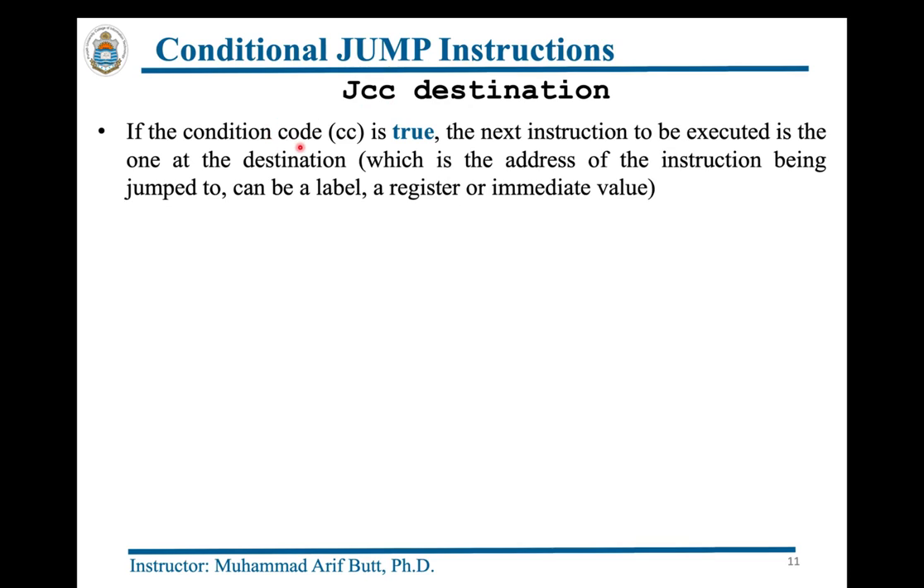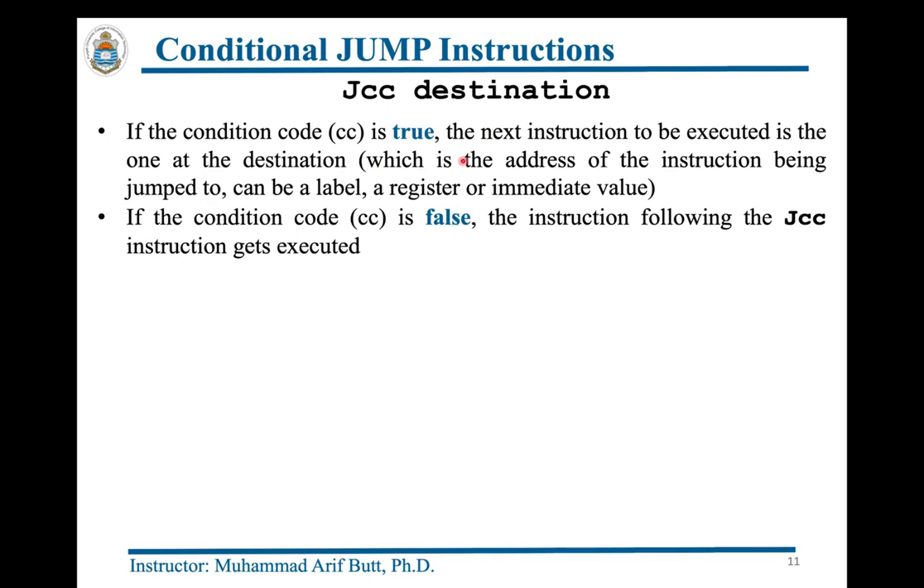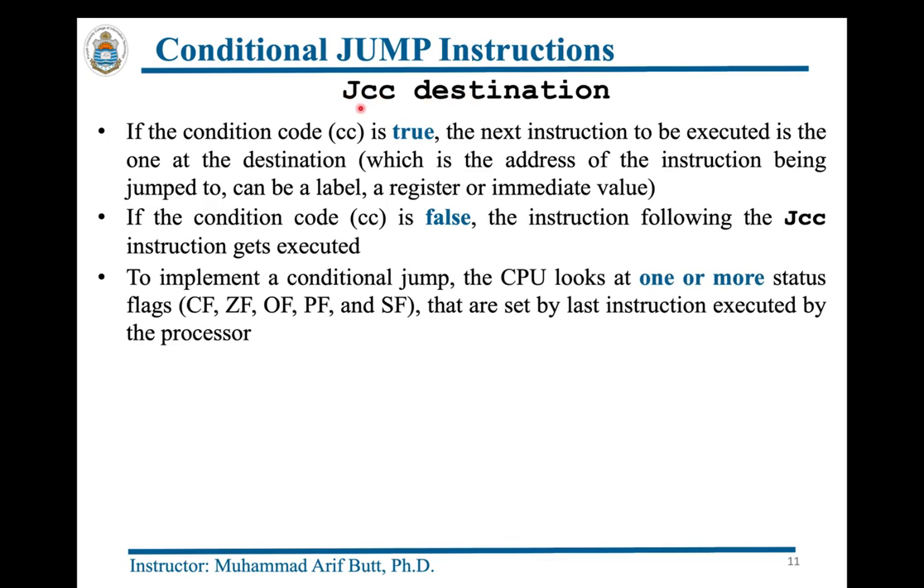Well, if the condition code CC is true, the next instruction to be executed is the one at the destination. And if this condition code is false, the instruction following the JCC instruction gets executed. So this is how it works, unlike the unconditional jump. It evaluates this condition, and if this condition is true, the control moves to this destination, and if the condition is false, the control moves to the next instruction.